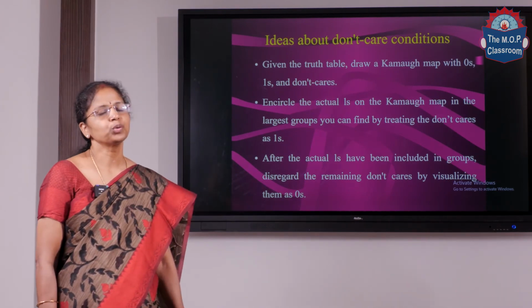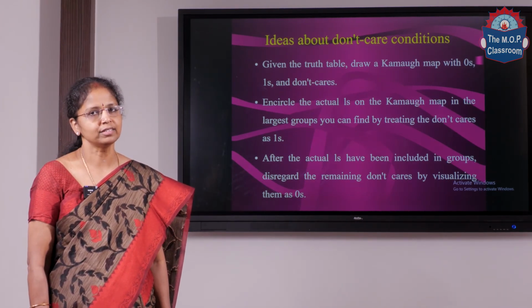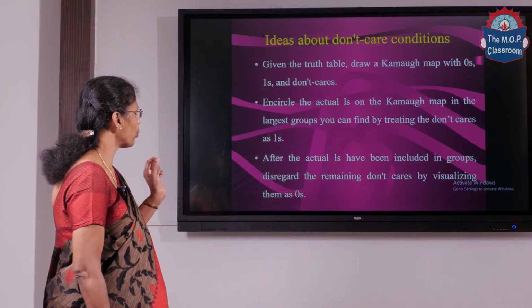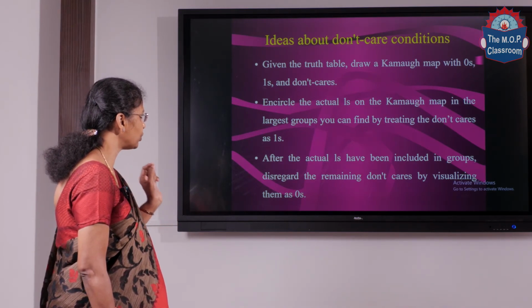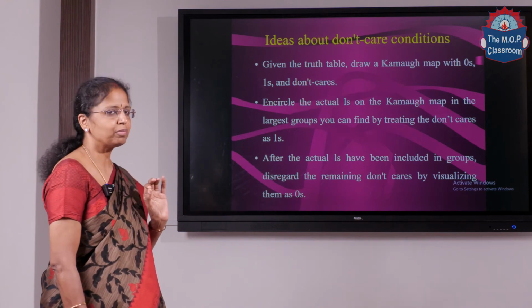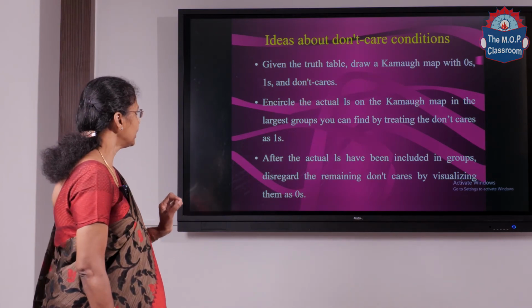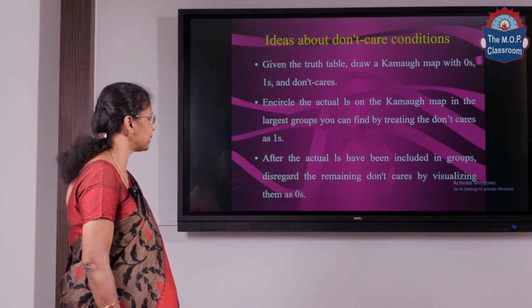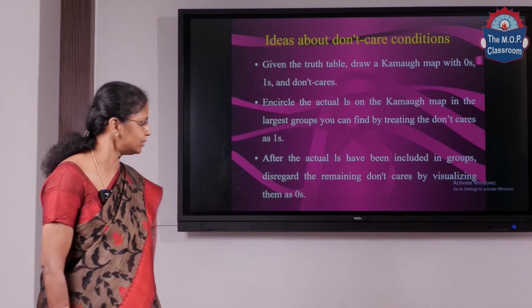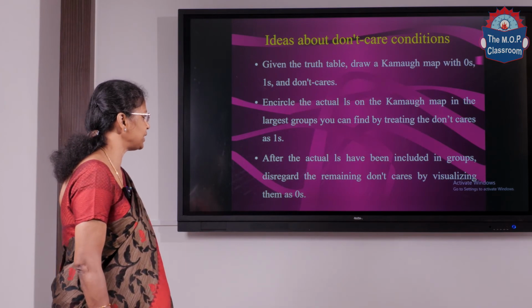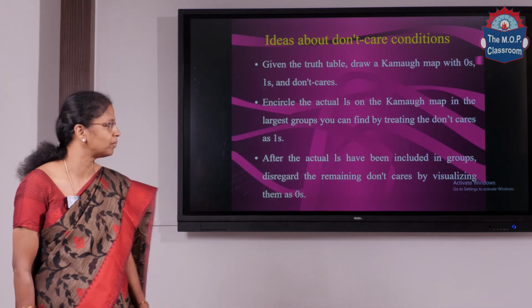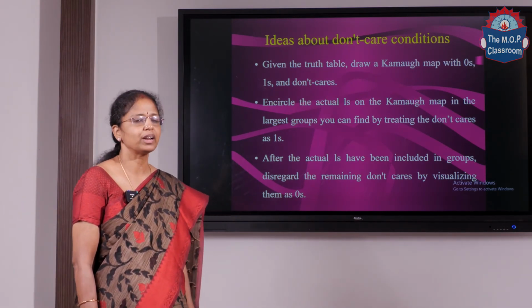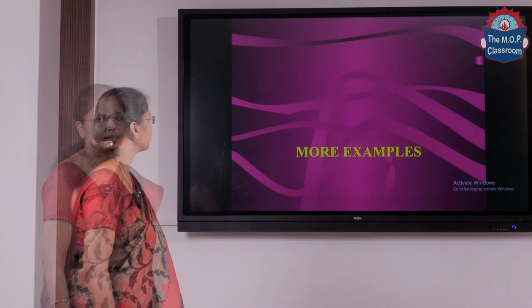Let us quickly go through the ideas about don't care conditions. So, if we have ones, zeros and don't cares, just fill up the K-maps, then encircle the actual ones on the K-map in the largest group you can find by treating the don't cares as ones. And after the actual ones have been included in groups, disregard the remaining don't cares by visualizing them as 0.